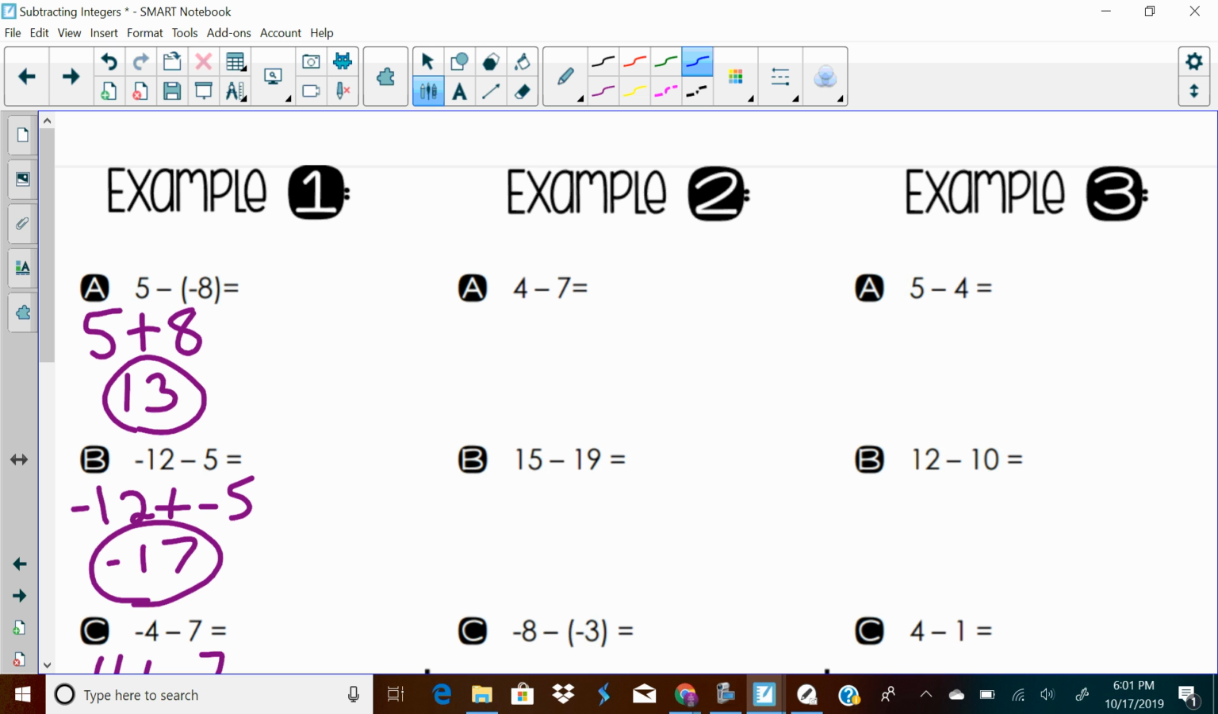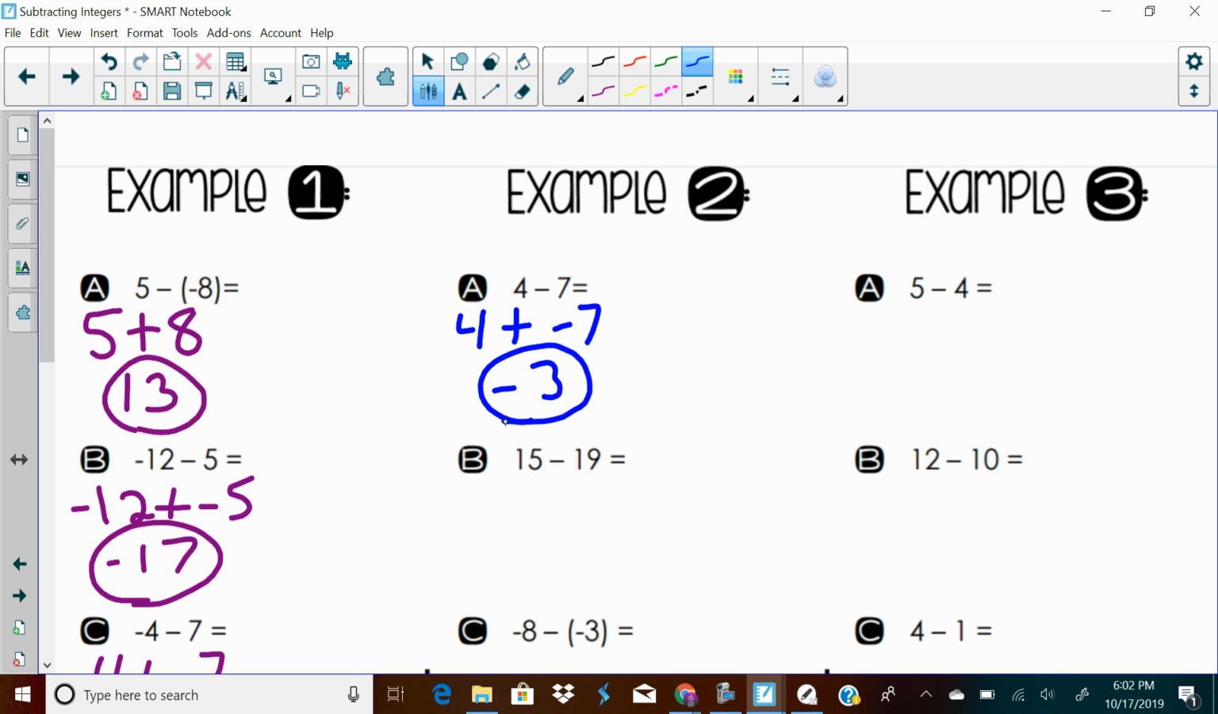For example 2, all of these are going to be different signs when we change it to addition. So 4 minus 7, I keep the 4. The minus becomes a plus. 7 becomes a negative. 4 plus negative 7, I have different signs. So I subtract. 7 minus 4 is 3. It's negative 3 because 7 is bigger than 4.